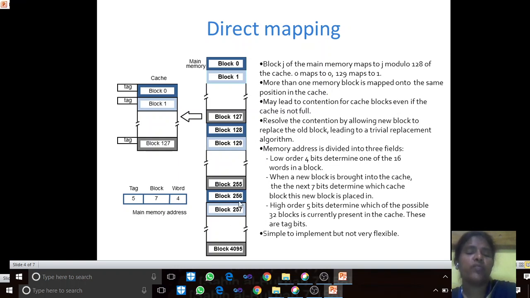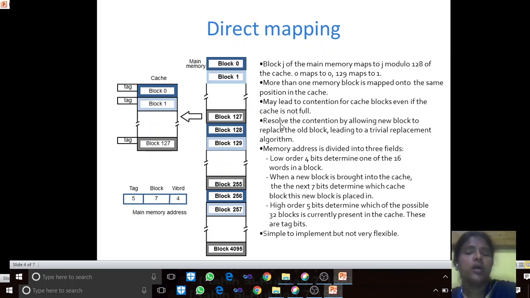Let us take 256. 256 modulo 128: when 256 is divided by 128, you will get 2. That means it will be mapped to block 2 of the cache. Now let us summarize this. More than one memory block is mapped onto the same position in the cache. As we see, block 0 of the cache will house block 0 of the main memory, block 128 of the memory, and 256 of the main memory.